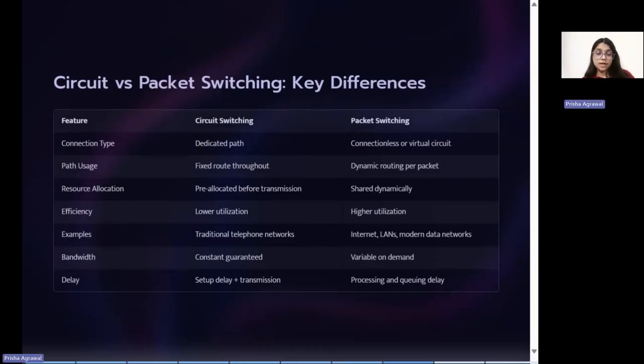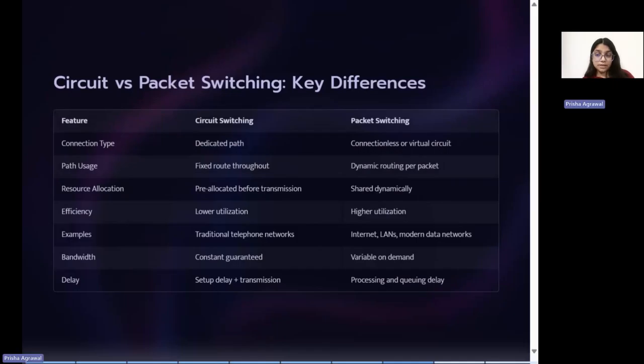Another difference is bandwidth usage. Circuit switching provides a guaranteed bandwidth because the path is reserved in advance. Packet switching provides variable bandwidth depending on network traffic.